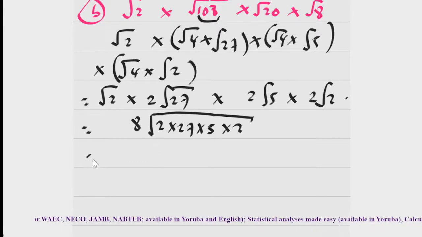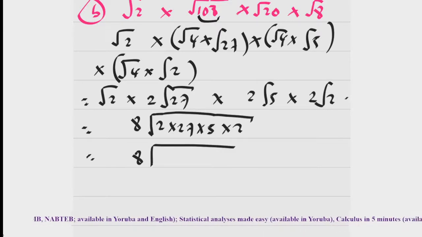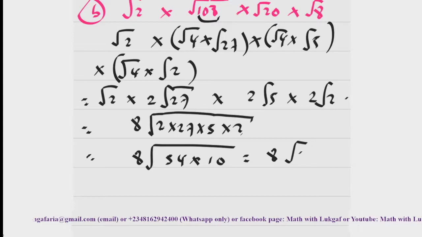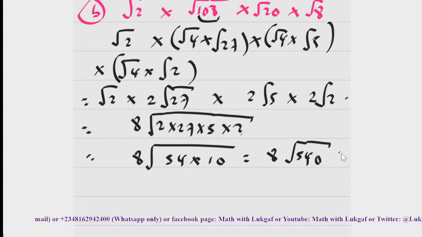You understand now? So then I'm going to have 8 multiplied by 2 times 27. And in fact, these two can cancel each other. So this will give me 54 multiplied by root 10 multiplied by 10. So I think that is 540. Yeah, that is 540. 8 root 540. You understand now?